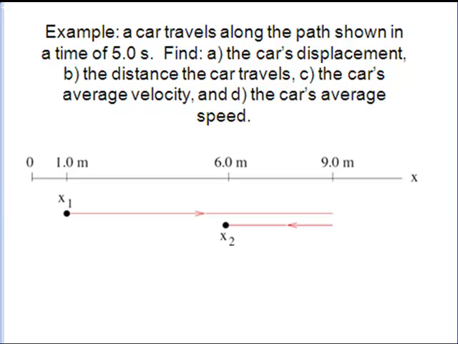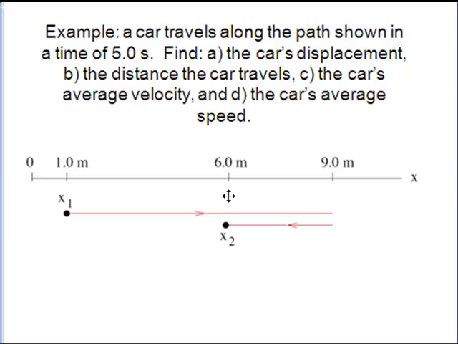So let's work an example. Suppose we have a car, probably a small model car, that travels along the path shown. So it goes from 1 meter to 9 meters and turns around and comes back to 6 meters. We would like to find the car's displacement, the distance it travels, the car's average velocity, and the car's average speed.